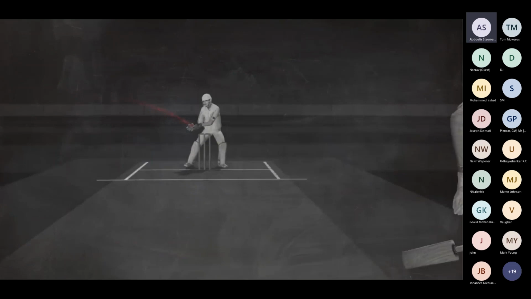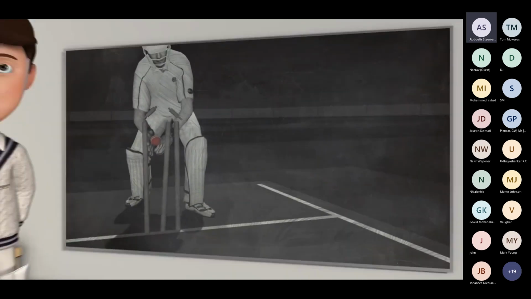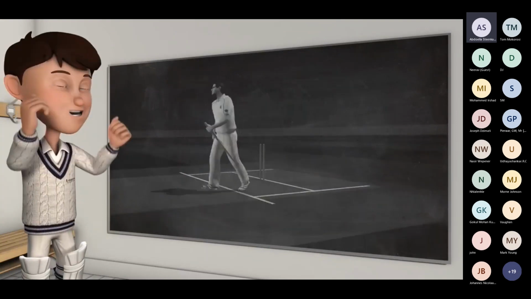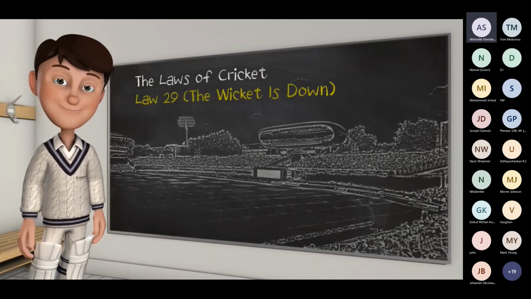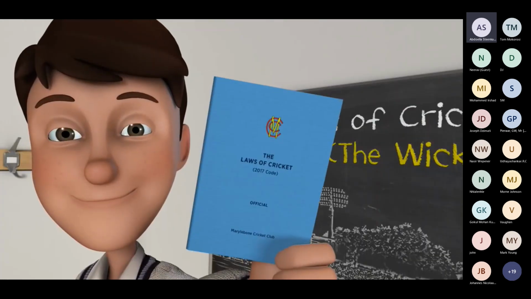Right about now. Should you have further questions on this tricky subject, such as how to put the wicket down when one or both bails have already been removed, head over to Law 29 in MCC's The Laws of Cricket.